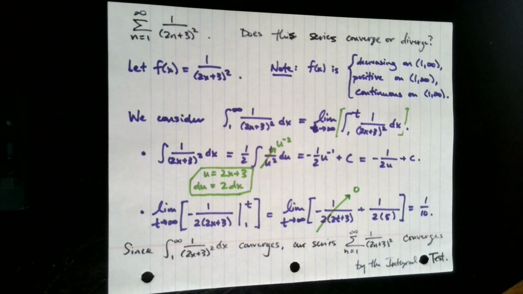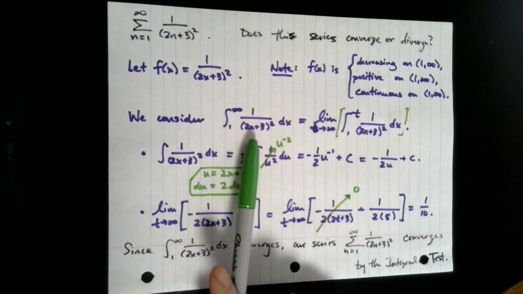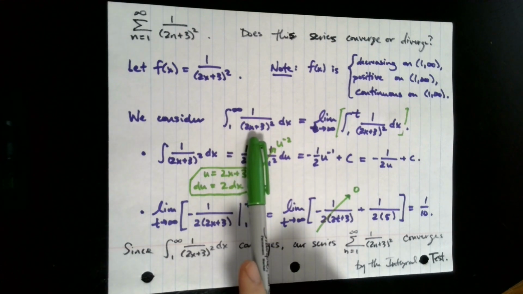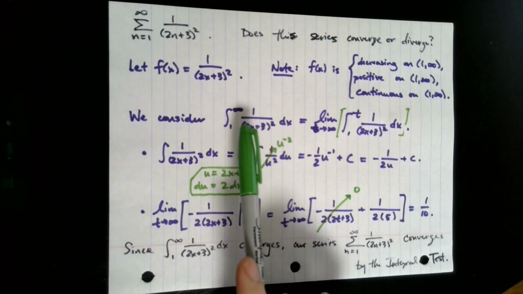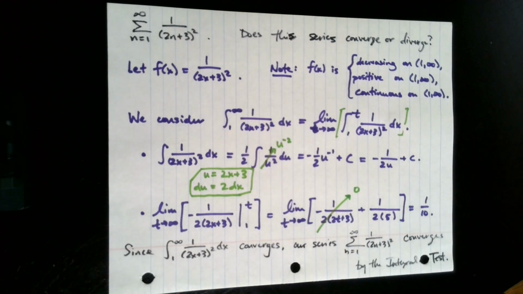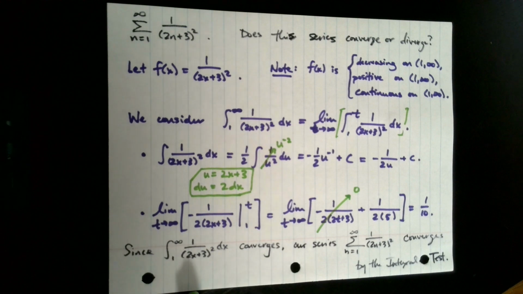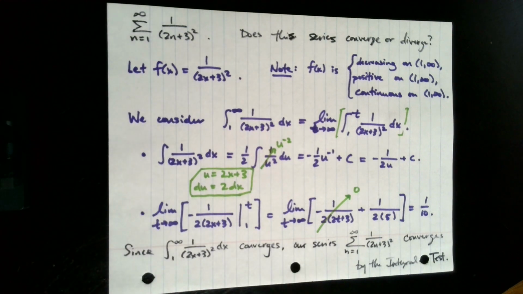1/10. Now that means that the area under this function, 1 over the quantity 2x plus 3 squared, from 1 to infinity, has an area of 1/10. What that means is that the integral that was associated with our original series converged. And if you recall from the results of the integral test, if your integral converges, then your series converges. So a summative statement to put it all together here: since our integral from 1 to infinity converges, our series from 1 to infinity converges by the integral test.